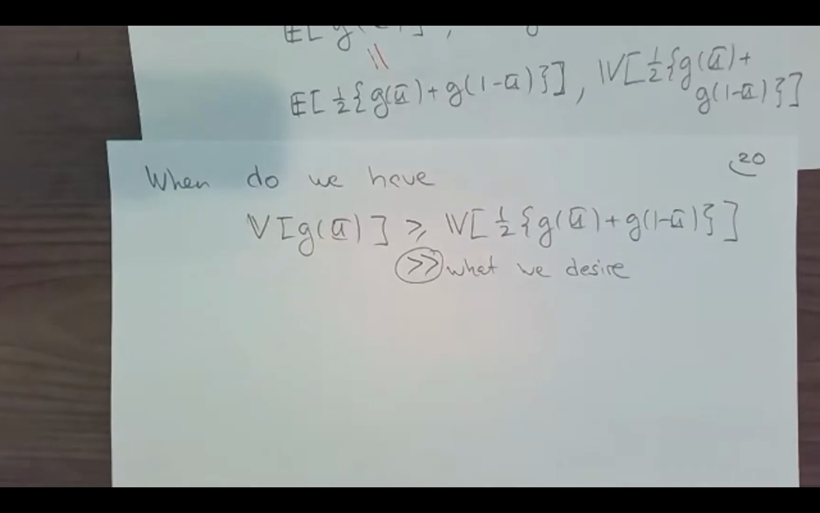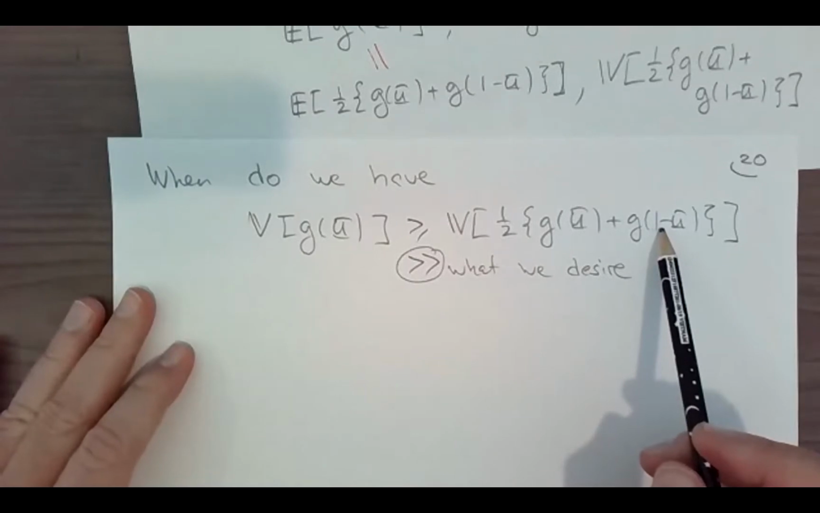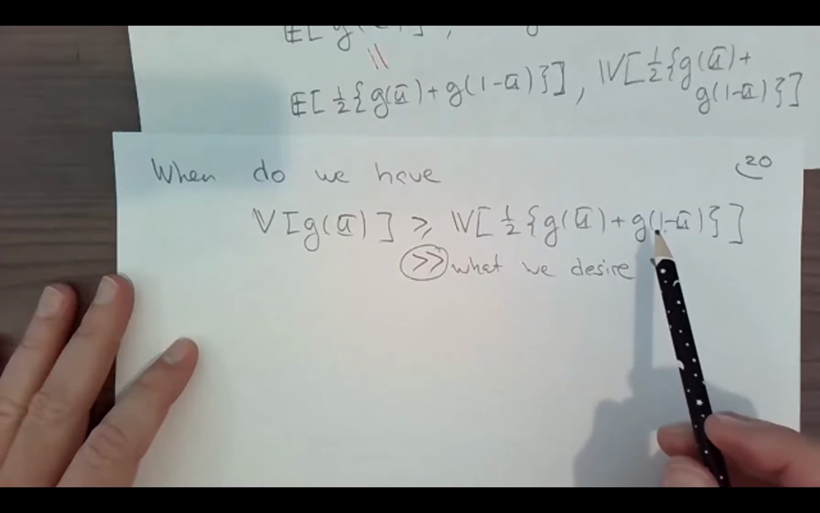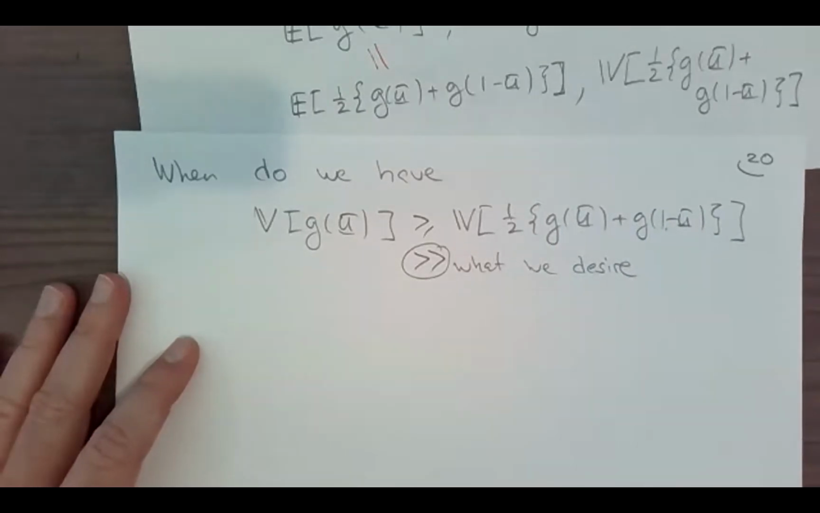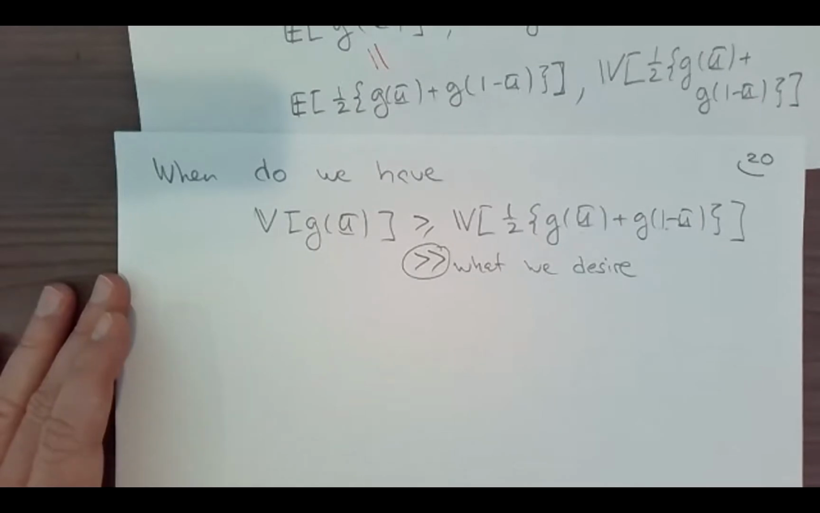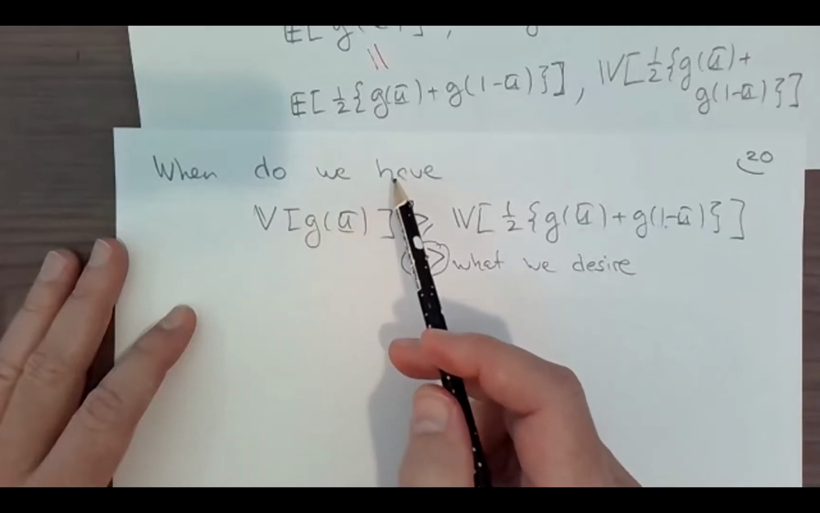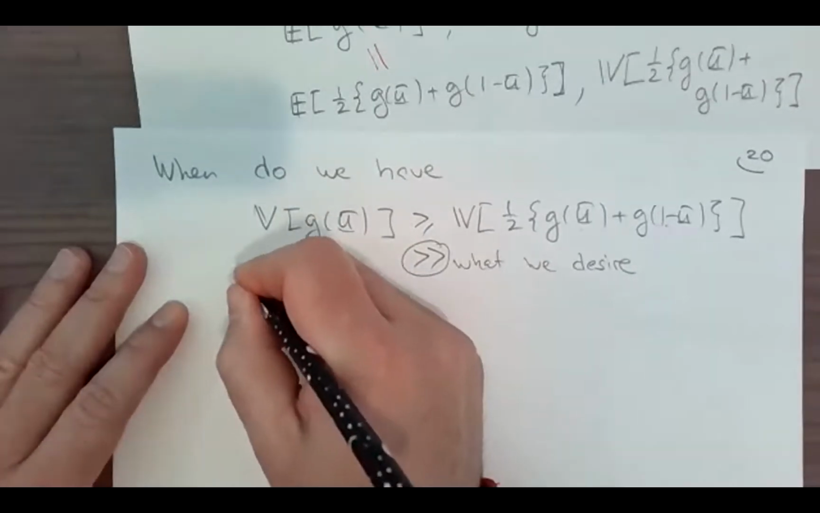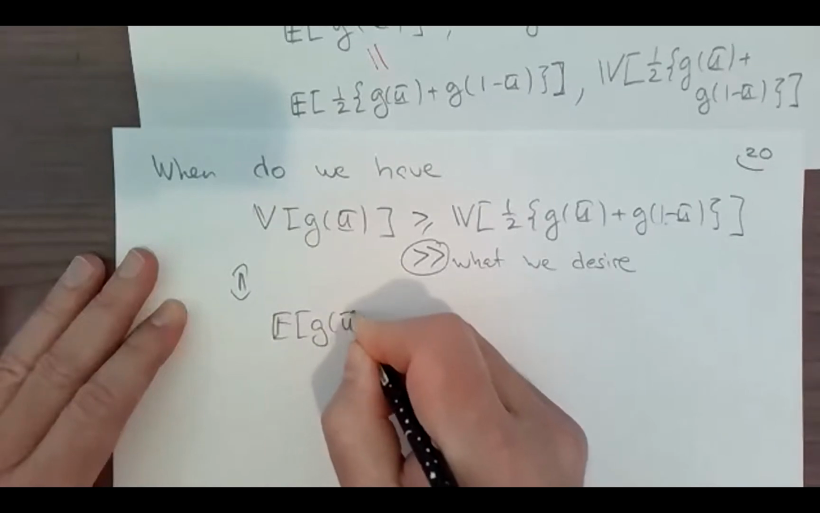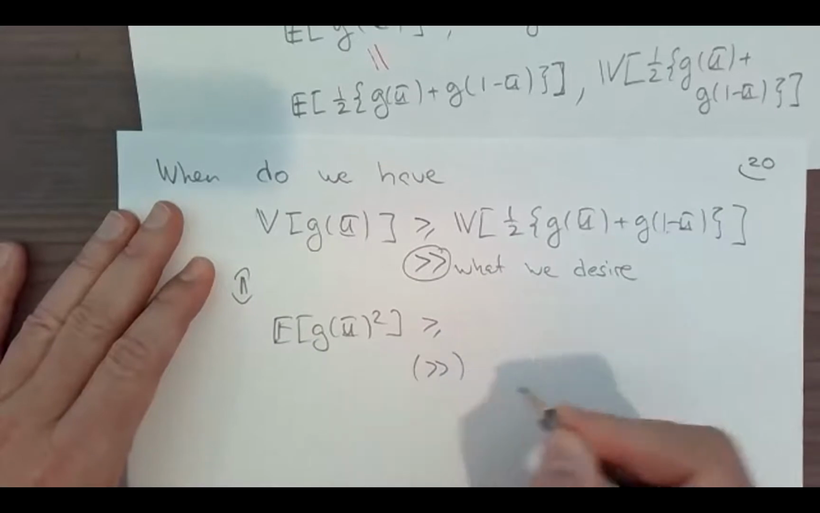So what properties on G would give us something like this? The covariance of G of U and G of 1 minus U is small. So that's the point. We can make this a little bit better, right? Because the variance is equal to the second moment minus the first moment squared, but we already argued that the first moments are the same. So in our particular case, this is the same thing as arguing that the second moment has to be much bigger. And of course, this is what we desire.